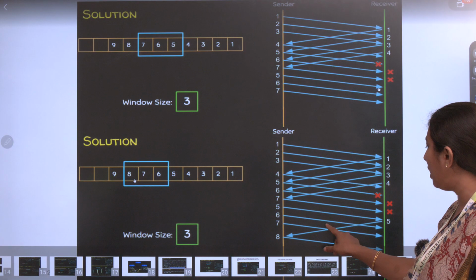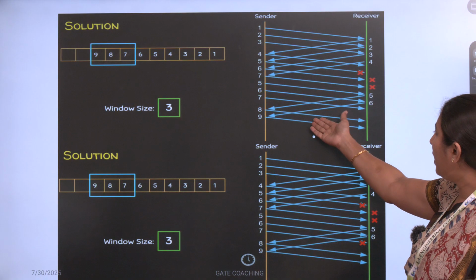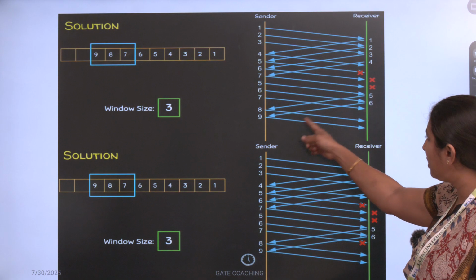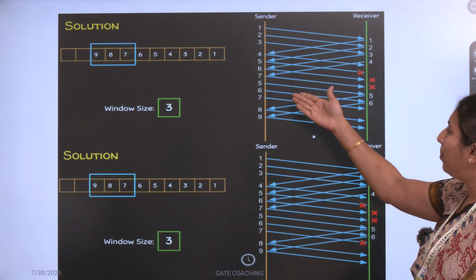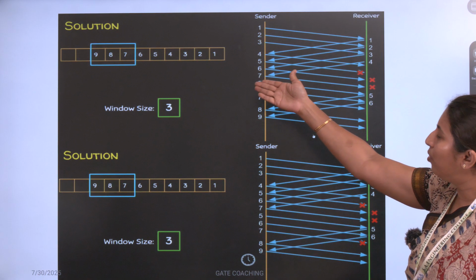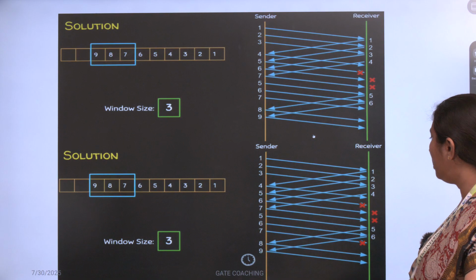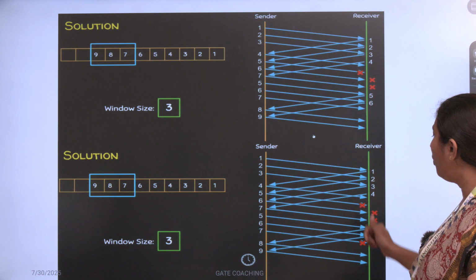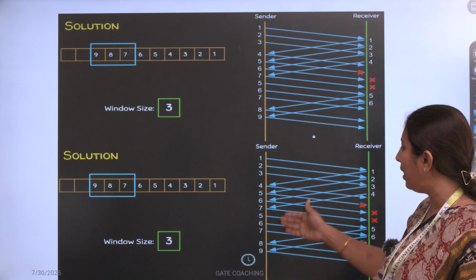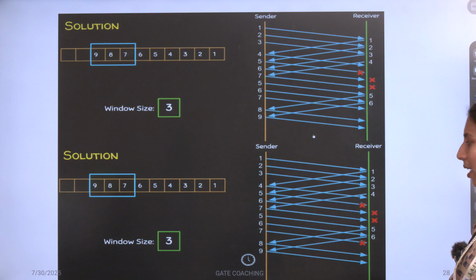So what is happening next? We are getting the acknowledgement for the 6th packet too now. After receiving the acknowledgement for the 6th packet, based upon the window size, we are going to send the 9th packet to the receiver. Again the 9th packet will be given to the receiver. Now we should again see, we are waiting for the acknowledgement for the 7th packet.